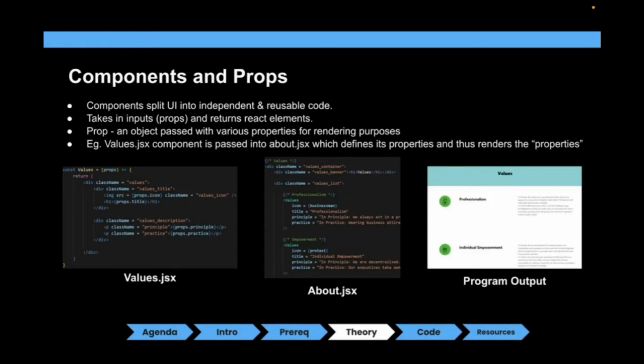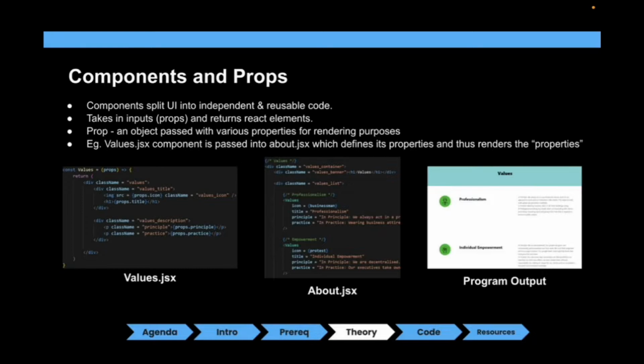A prop, as I said, is an object with various properties that can then be used for rendering purposes or any other kind of stateful change information. In this example, we have a values JSX file, which is returning a bunch of information about different values for a company. So it has the values title, it has icon information, and then it has the description of what the actual value is.